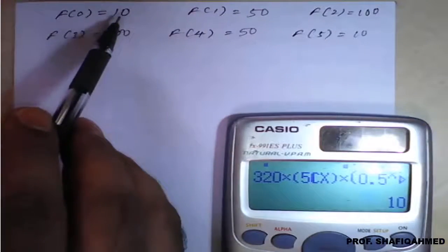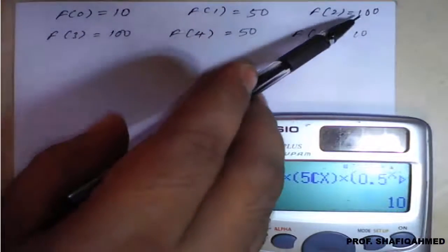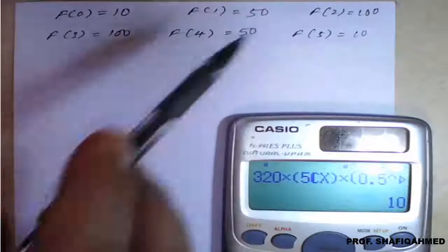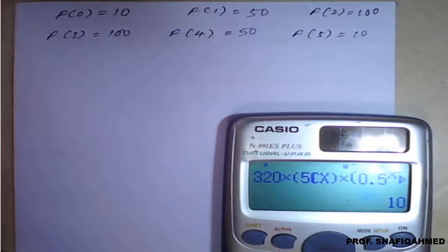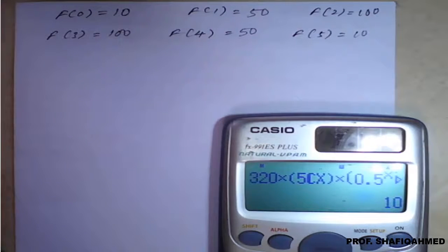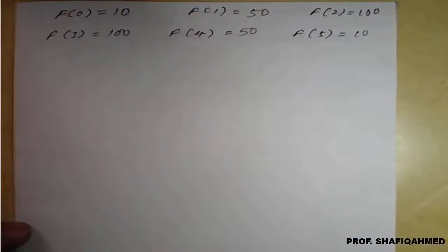If you calculate this, 10, 50, 100, 100, 50 and 10, it will be approximately equal to 320 only. You cross check, or maybe one means 1 unit extra or less, you will find it in the theoretical frequencies. So with the help of this we'll prepare a table now.